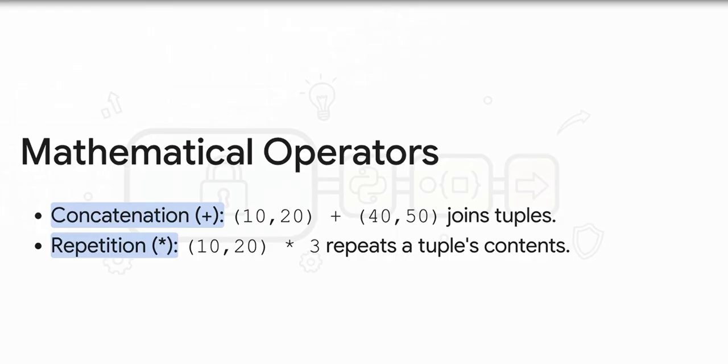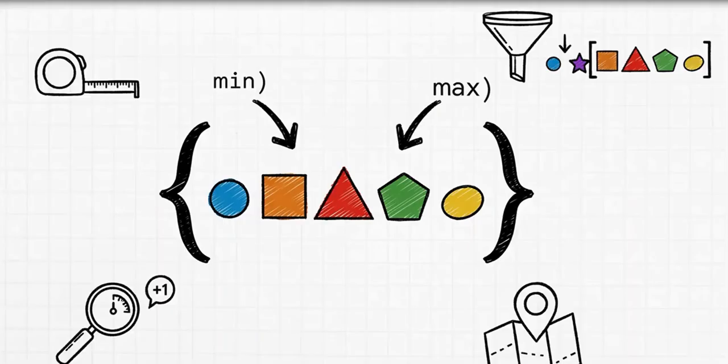The plus sign will concatenate two tuples together, and the asterisk will repeat a tuple's contents. But look closely. In both cases, what you get back is a brand new tuple. The original tuples are left completely untouched, which perfectly preserves that whole immutability thing. And you've got a whole suite of handy built-in functions.